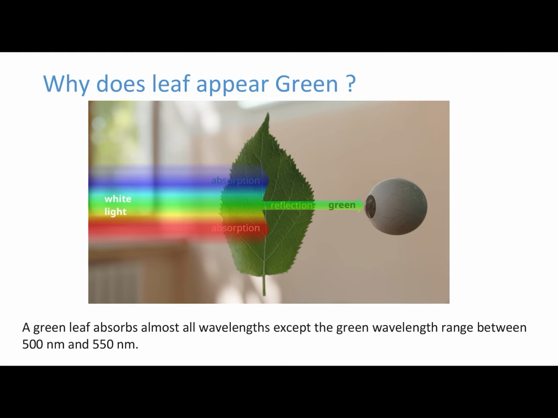Students, why does a leaf appear green? Why do some objects appear black? What is the chemistry behind this? What is the mechanism? What is the physics? Let us try to understand. A green leaf absorbs almost all wavelengths except the green wavelength range between 500 nanometer to 550 nanometer. That's why it appears green.